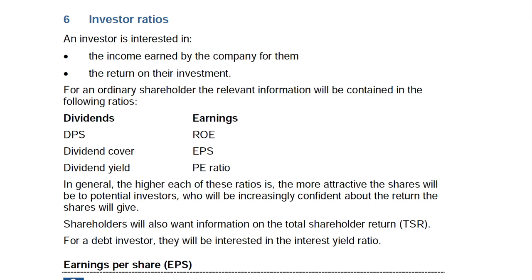It comes in the profitability, debt and gearing ratios, and in investor ratios also. Interest yield comes in both ways, but since we have covered it there, I'm not going to cover it here again. Right? Debt investor.